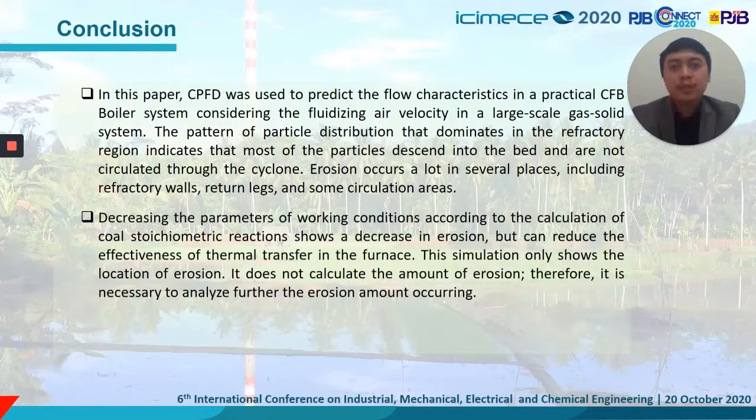Erosion occurs a lot in several places, including refractory walls, return legs, and some circulation areas. Decreasing the parameter of working condition, according to the calculation of cold stoichiometric reactions, shows a decrease in erosion, but it can reduce the effectiveness of thermal transfer in the furnace. The simulation only shows the location of erosion. It does not calculate the amount of erosion. Therefore, it is necessary to analyze further the erosion amount occurring.